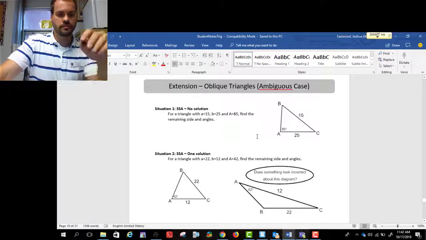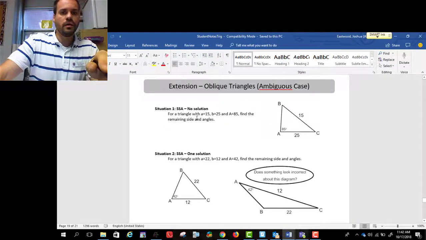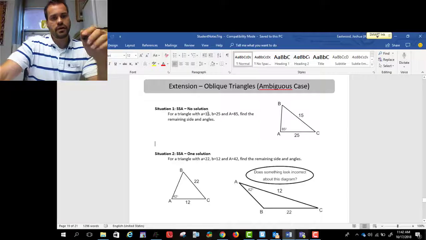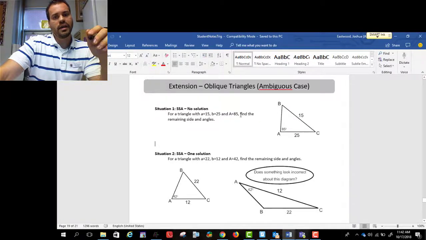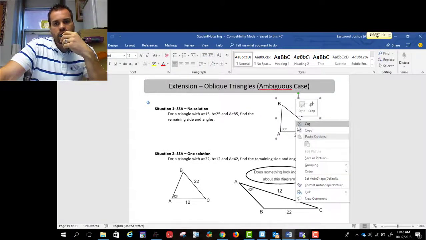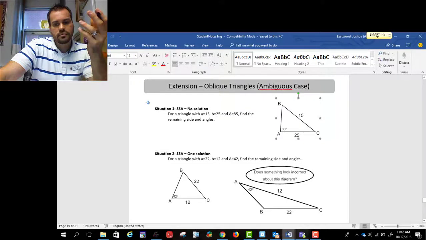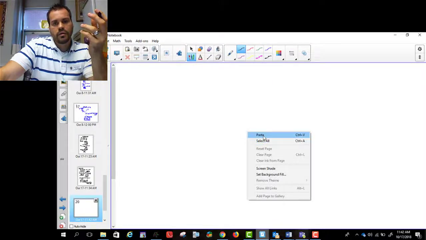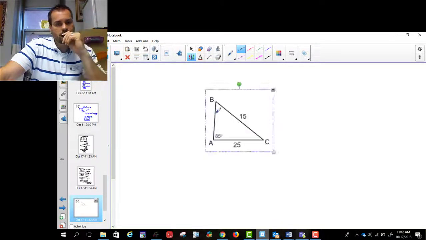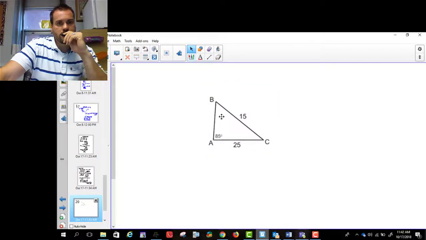If you look at this, this is in your notebook, you'll see a triangle with a is 15, b is 25, and A is 85. Find the remaining side and angles. Here's the picture, and I'm going to bring it over into Smart Notebook so we can work with it, and show you what I just talked about in terms of the height. Imagine this is my triangle.